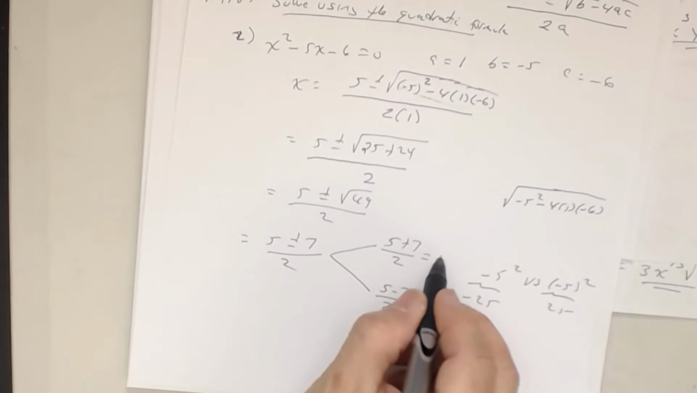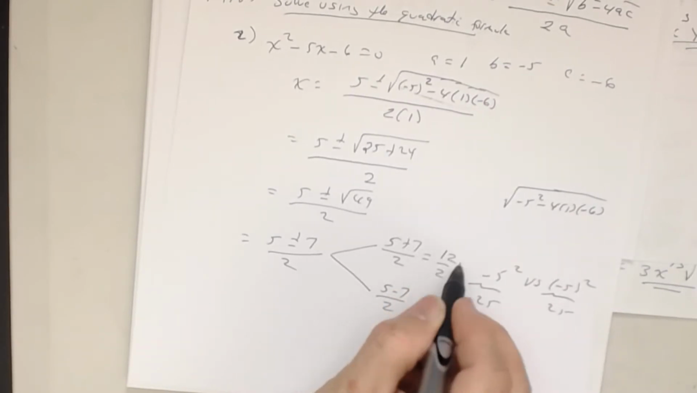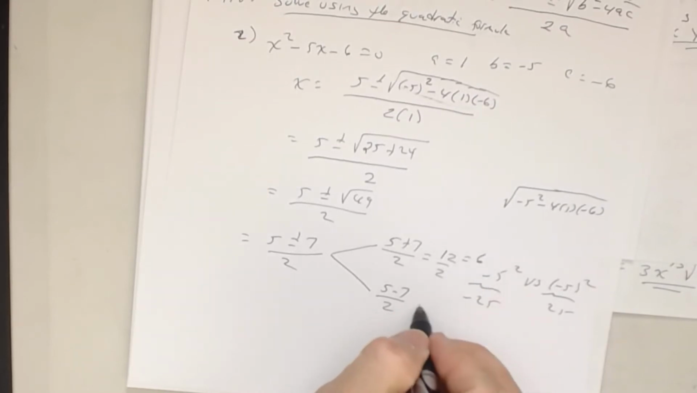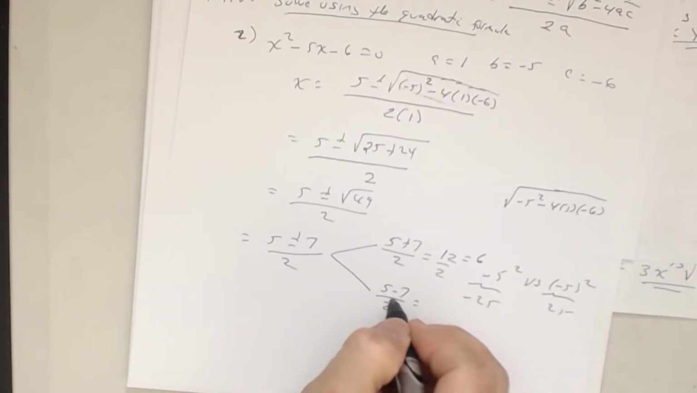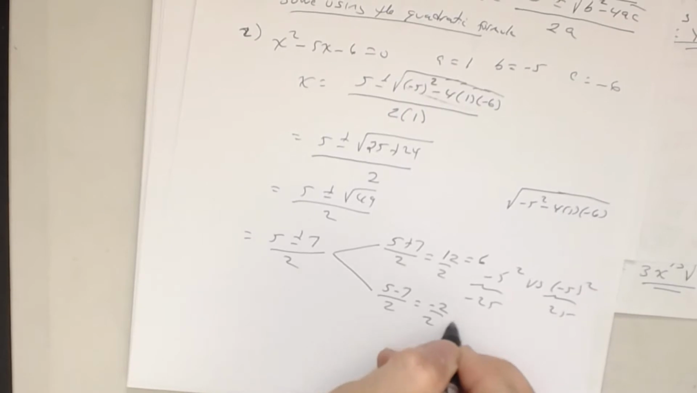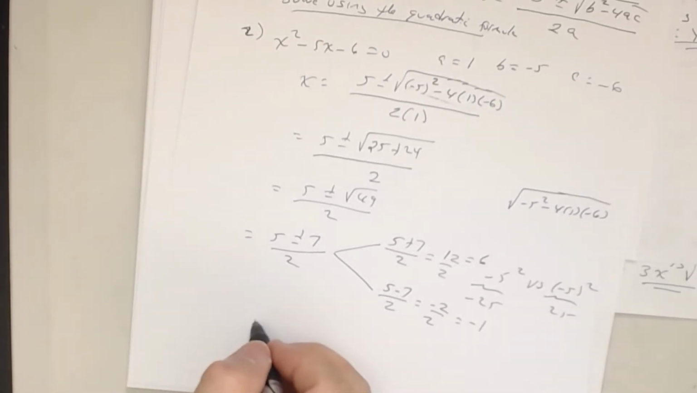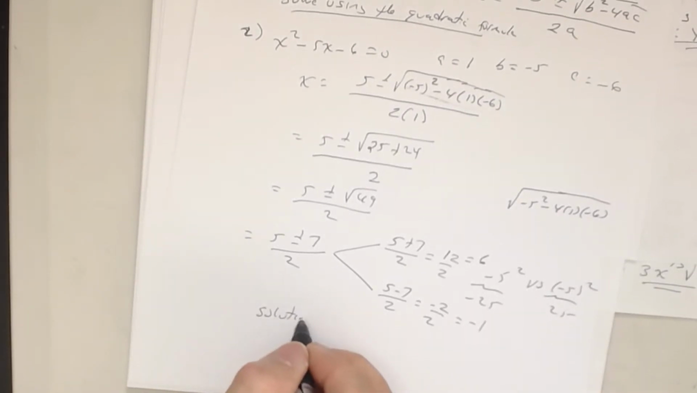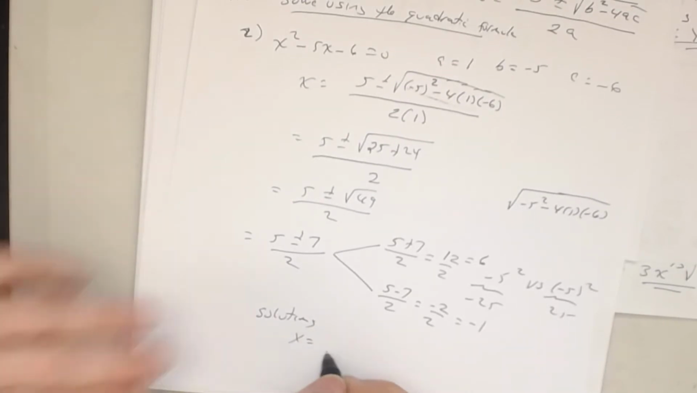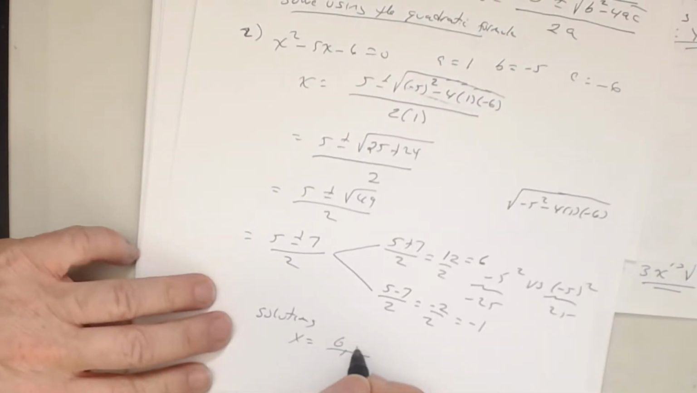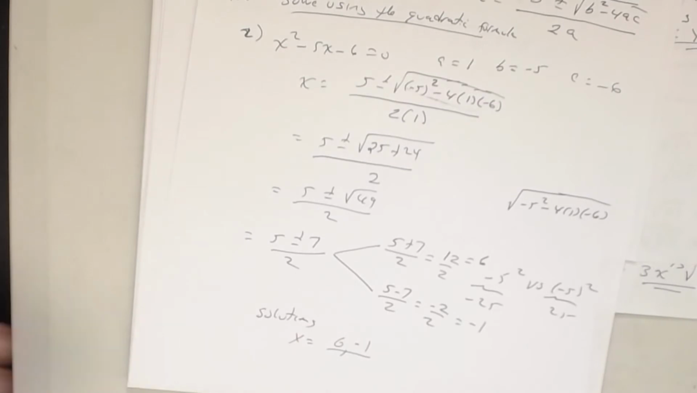What's the numerator? And what's 12 divided by 2? Good. What's the numerator? Negative 2. What's negative 2 divided by 2? So what are your solutions? X equals 6 comma negative 1. 6 comma negative 1. Those are your solutions.